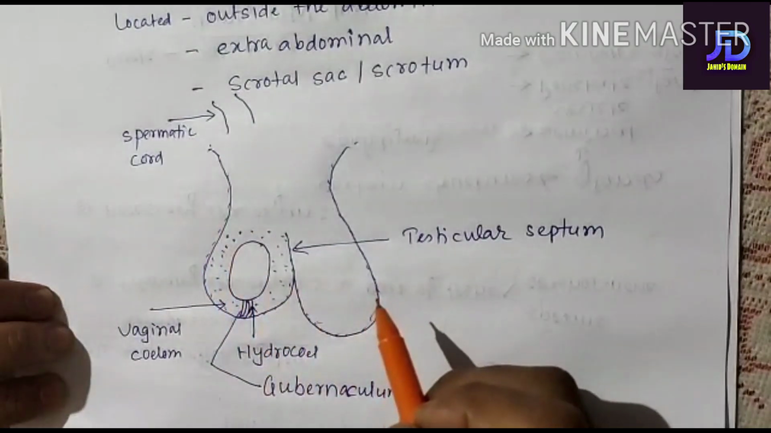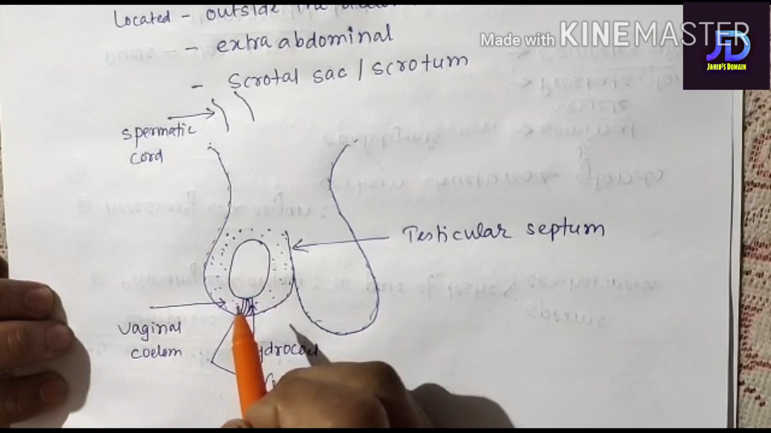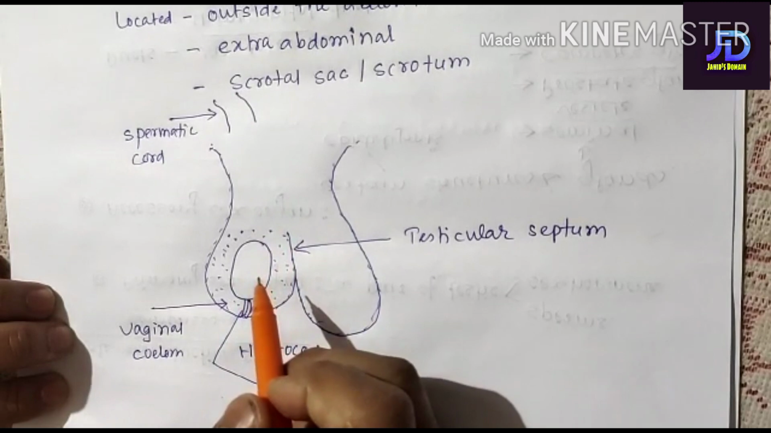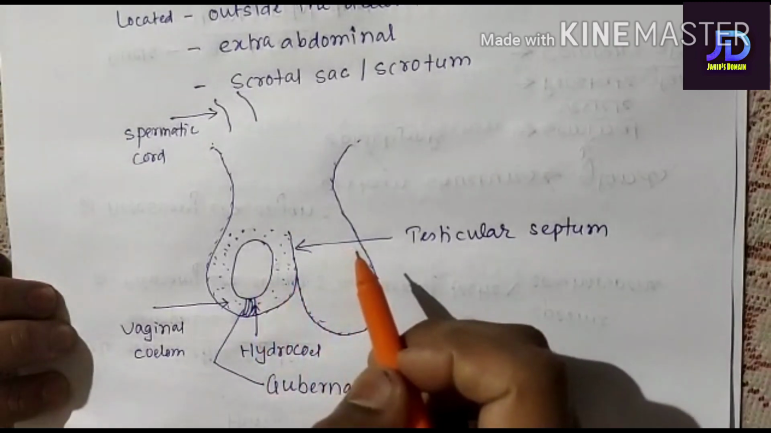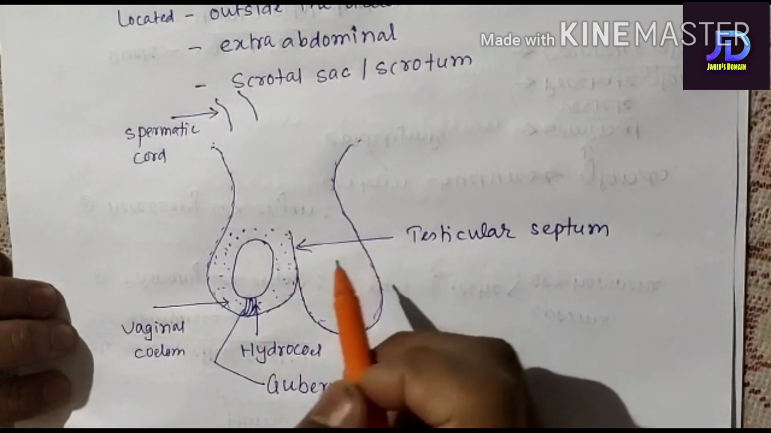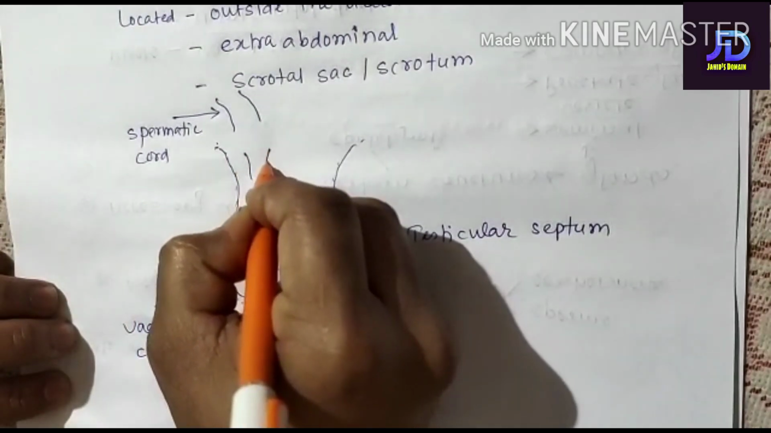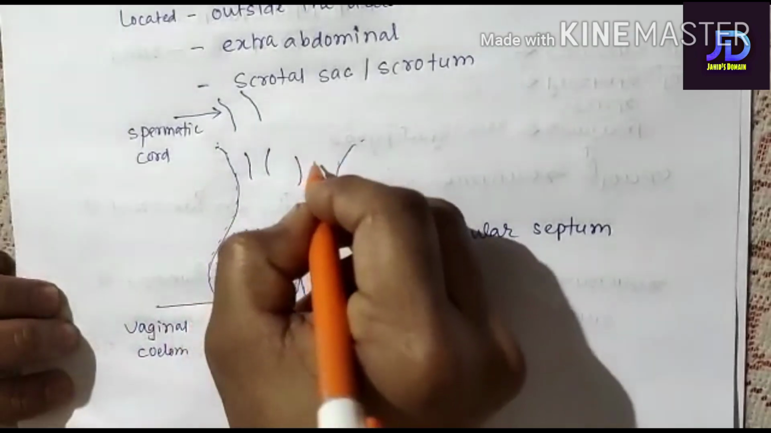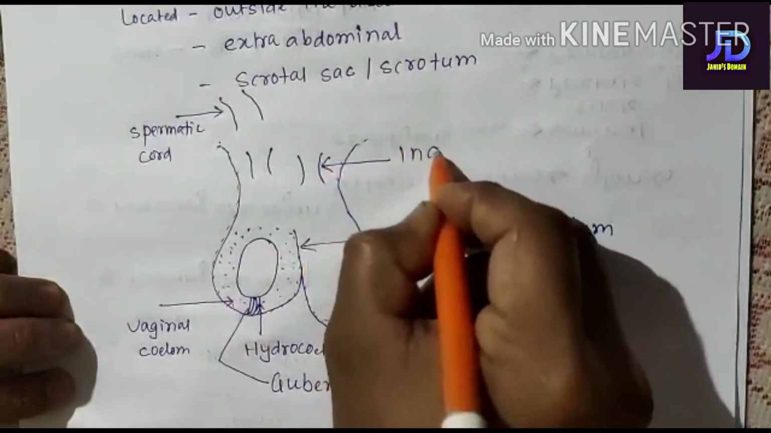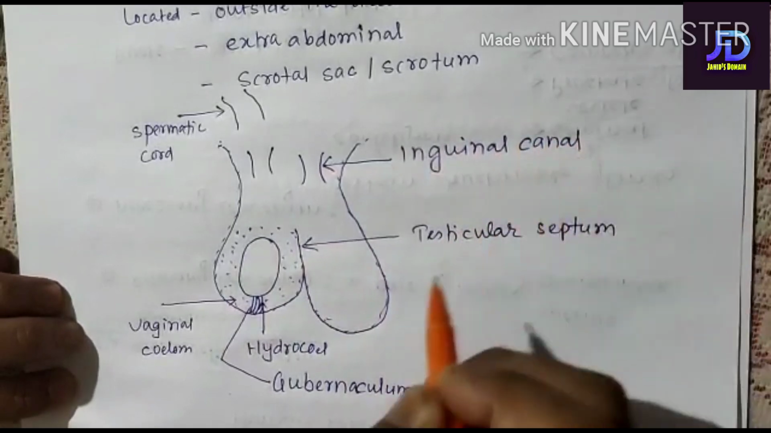One thing you should remember: during embryonic development, the testes remain inside the abdominal cavity. But during the 7th month of the gestation period, the testis descends down into the scrotum through a canal, and this canal is known as the inguinal canal.